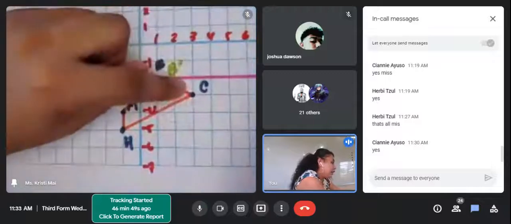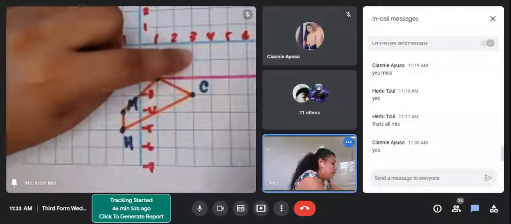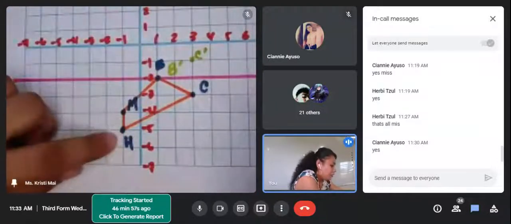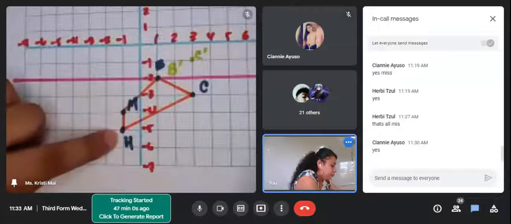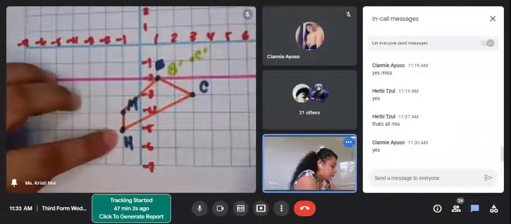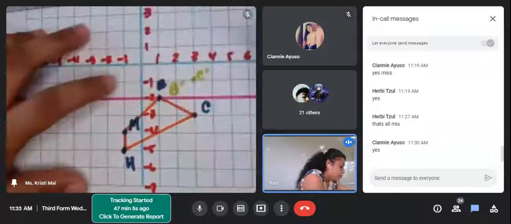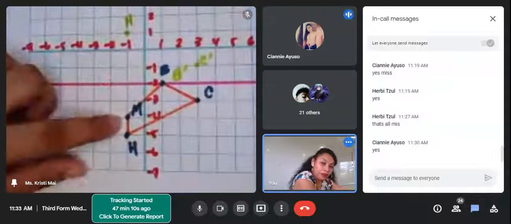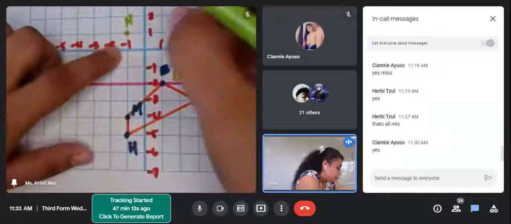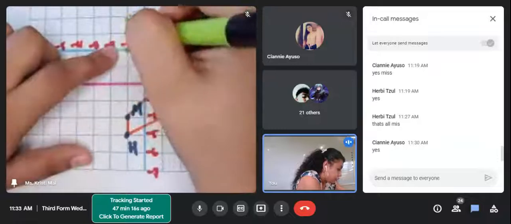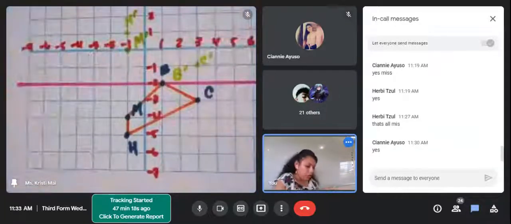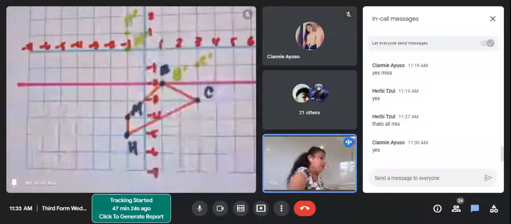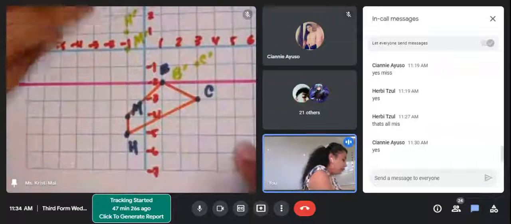C is how many spaces away? 1. So I'm going to have C1 over there. H is how many spaces away? 3 spaces away. So 1, 2, 3. This is going to be H1. And M, 2 spaces away is right here, and this is going to be M1. So those are my 4 points that I have reflected. And then I'm just going to connect them up.